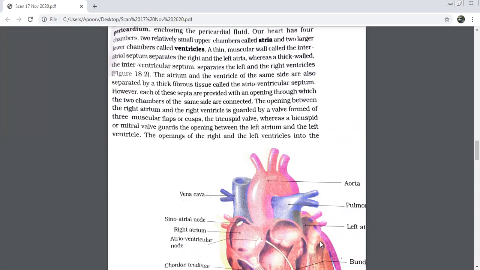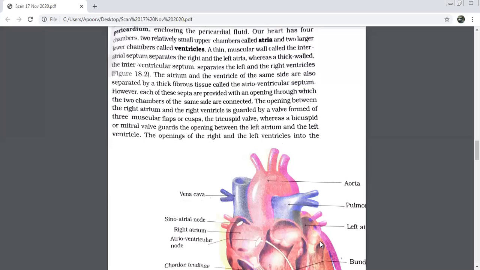Our heart has four chambers. The human heart is protected by a double-walled membranous bag. What is it? Pericardium. The pericardium encloses a fluid which is called pericardial fluid.